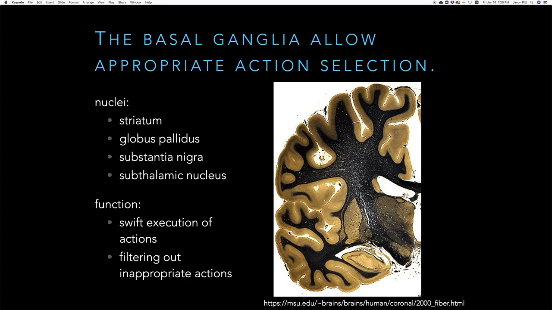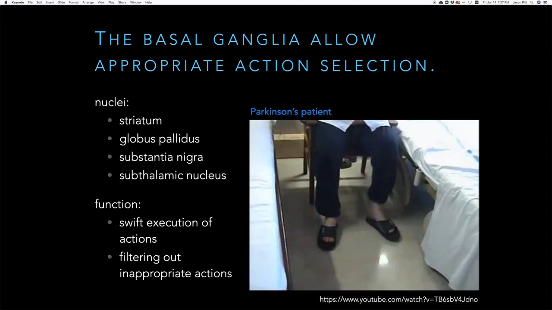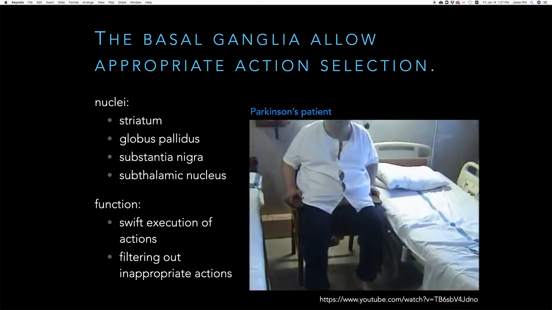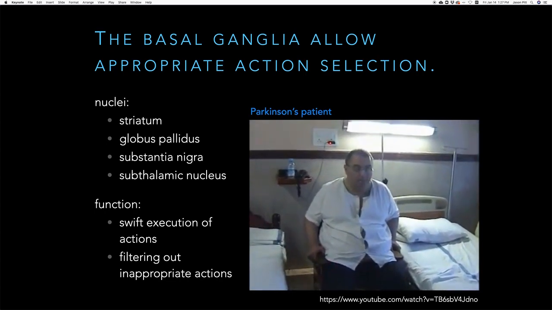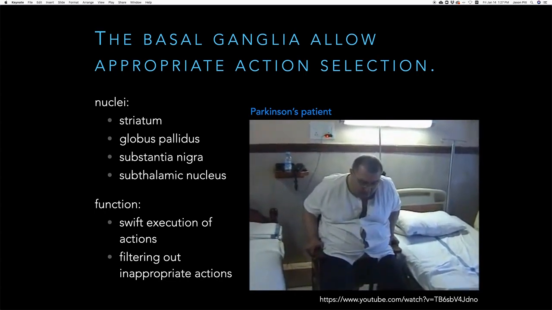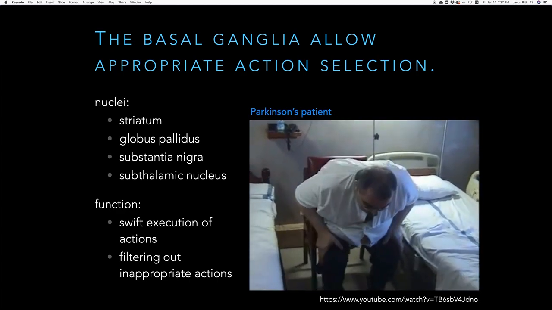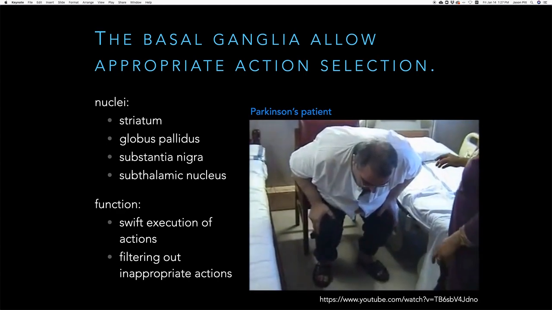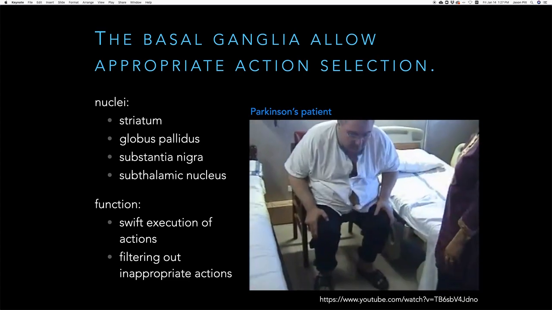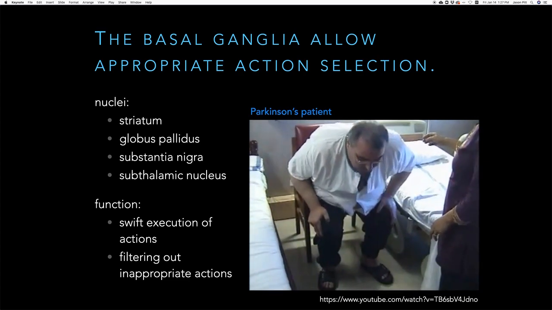And when we have damage to the basal ganglia, we see one of two problems. One thing that might happen is that we're unable to execute actions swiftly or at all. And that's what occurs in Parkinson's disease. In Parkinson's disease, the loss of dopamine neurons makes it difficult for us to execute action.